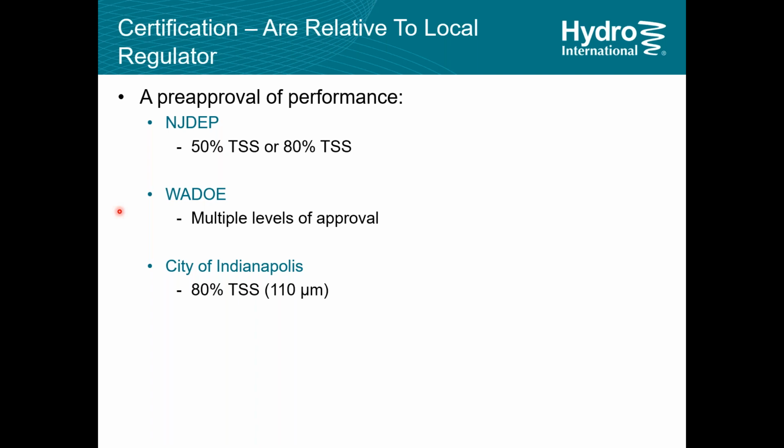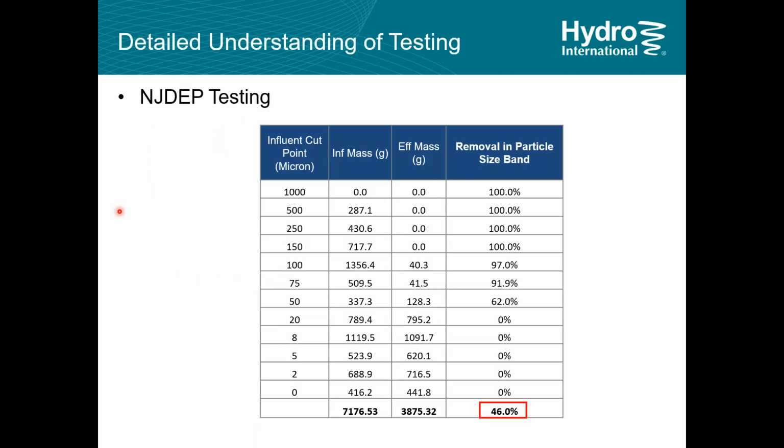Can you give it to me or show me the theory behind this? Because sometimes we just see some odd sizing. We go, just practically speaking, the equipment's too small for the site. So, one way of doing it is using a pre-approval performance, such as New Jersey DEP or Washington DOE, or the city of Indianapolis. There's a lot you can look at in there.